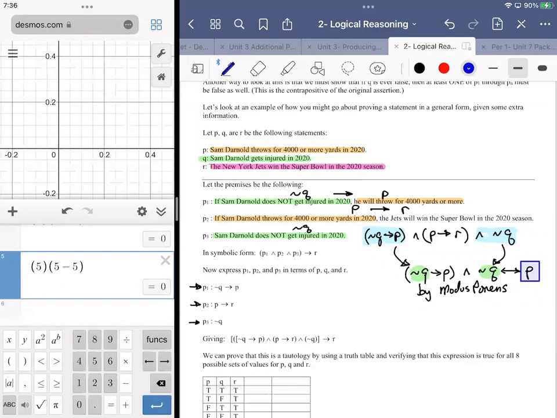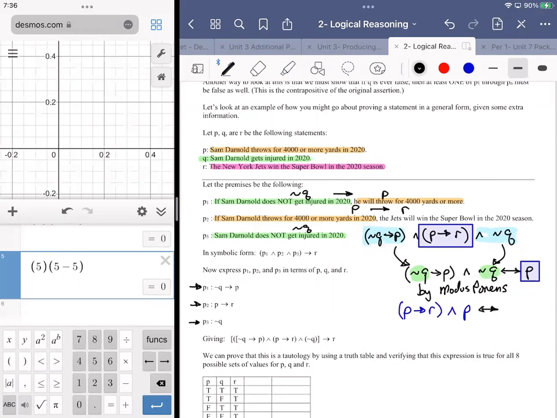So we now know that Sam Darnold threw for 4,000 yards or more in 2020. Actually, I have no idea. I'm not a Jets fan. I don't know why I use Sam. But I have not accounted for this component yet. So what I can do now is take this and put it in conjunction with the P and draw a conclusion from that.